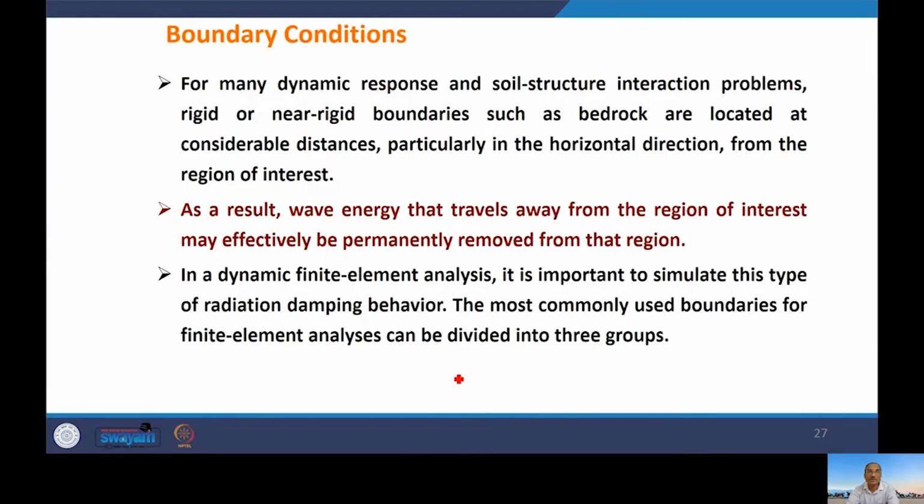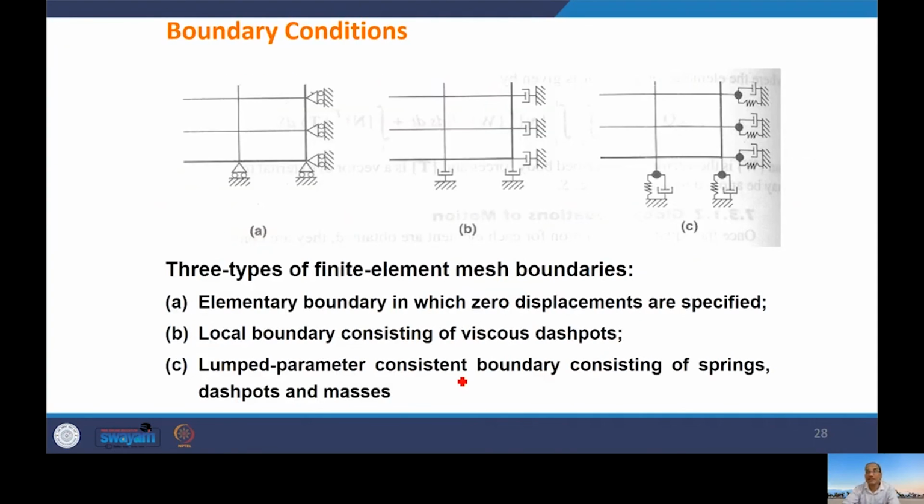And the most commonly used boundaries for finite element analysis can be divided into 3 groups. What are the groups? These are shown in the slide. You could have 3 types of finite element mesh boundaries. In the first case, the most simple boundary is called the elementary boundary. And in fact, this is not a kind of special boundary. Rather, you are applying some conditions, restrictions, and here 0 displacements are specified.